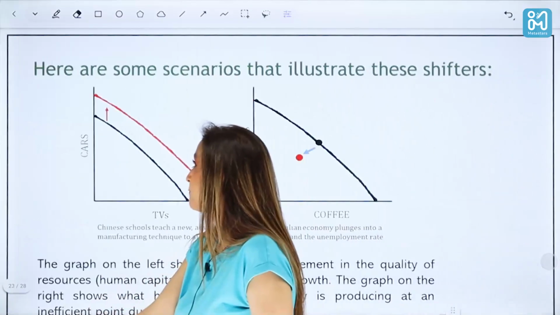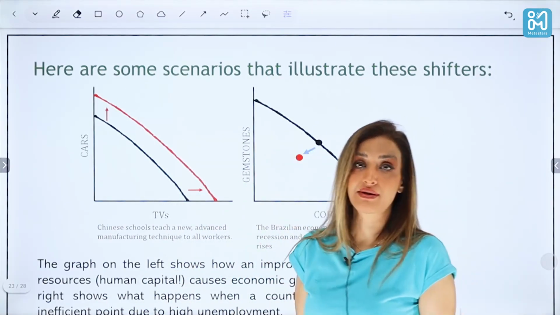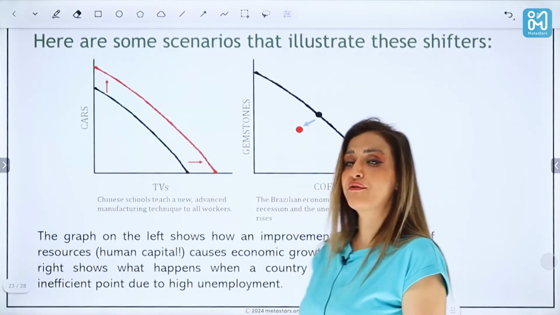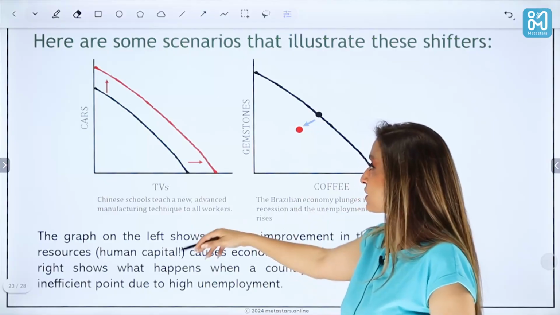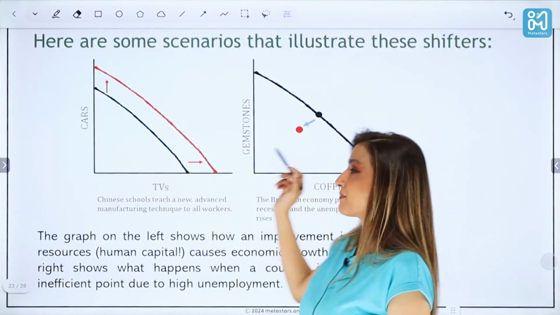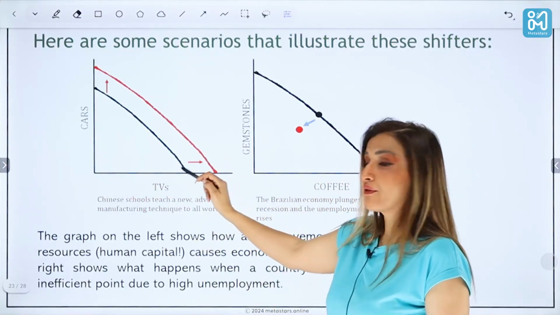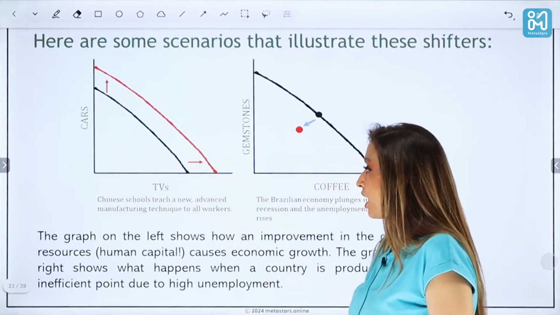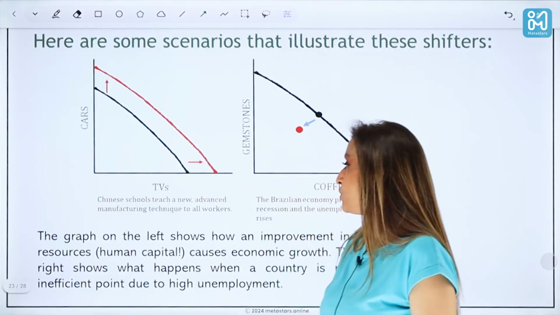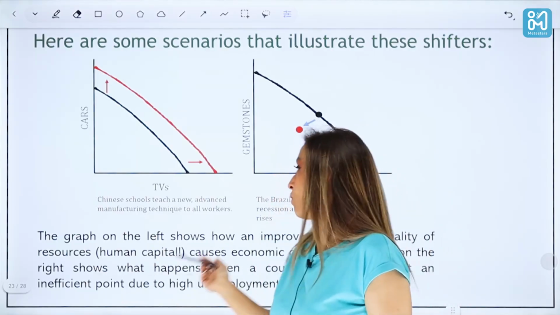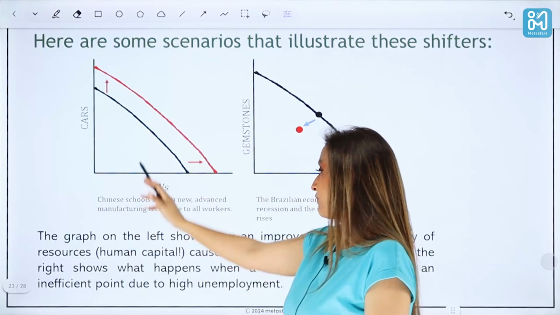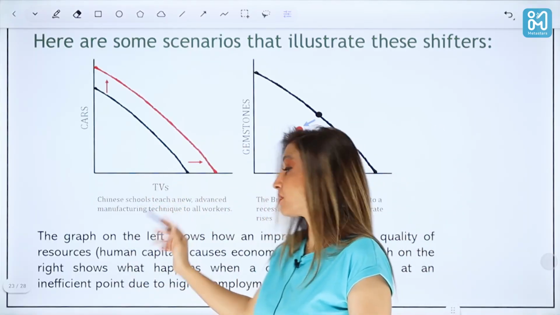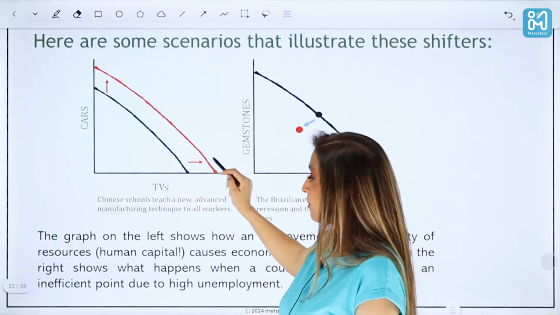Let's take examples. Here are some scenarios. Okay. Now, as you can see, I have 2 graphs. First one, TVs and cars. Here I have coffee and gemstones. This curve has already moved from left to right. Here, Chinese schools teach a new advanced manufacturing technique to all workers. And this graph here, the left one, shows an improvement in the quality of resources, human capital, which causes economic growth.